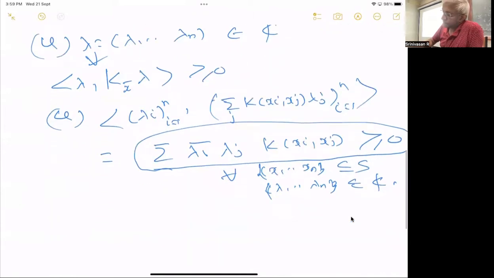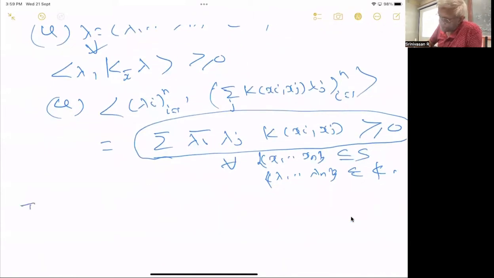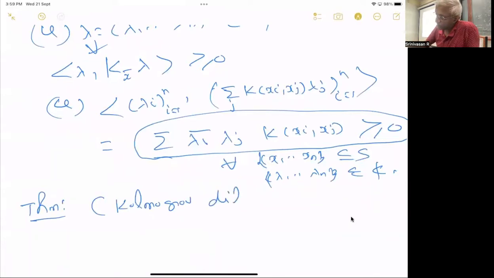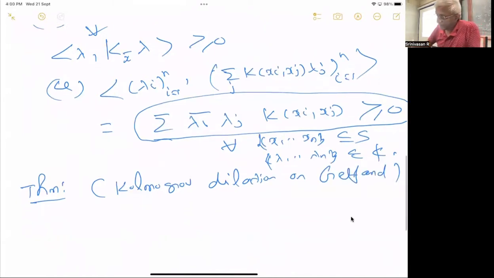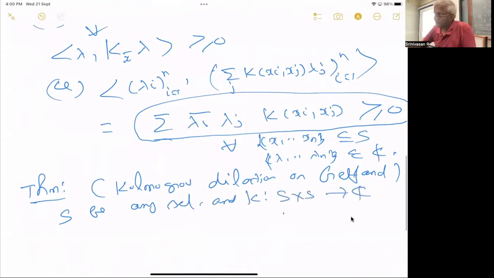Okay. Now this is the theorem. This theorem is either called Kolmogorov dilation, or a Gelfand theorem, or Gelfand pair. We will call it the Gelfand theorem. So the theorem is the following: S is any set and K from S cross S to C is positive definite.